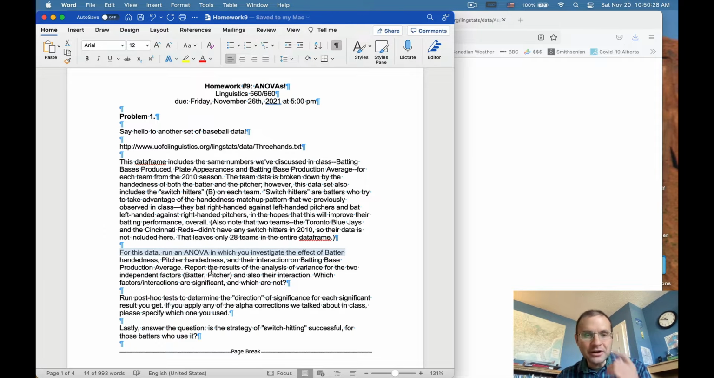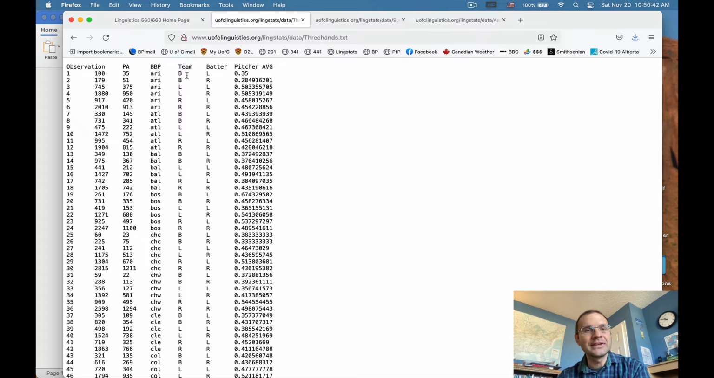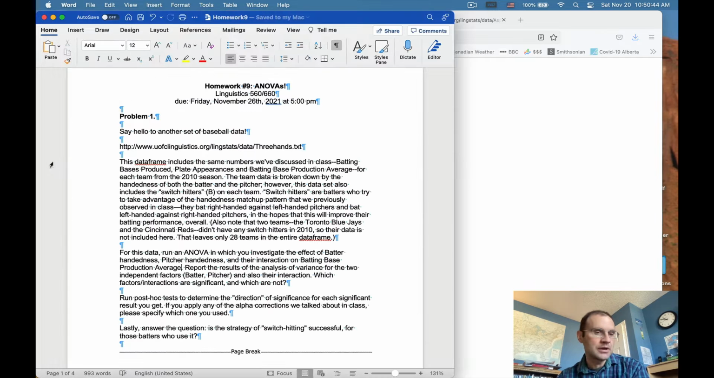Run an Anova in which you investigate the effect of batter handedness, pitcher handedness, and their interaction on batting base production average. So it's going to look a lot like what we all did before in the lecture notes, but we have three different levels in the batter factor now rather than two. So report the results of the analysis of variance for the two independent factors, batter and pitcher, and also their interaction. Which factors and interactions are significant and which are not?